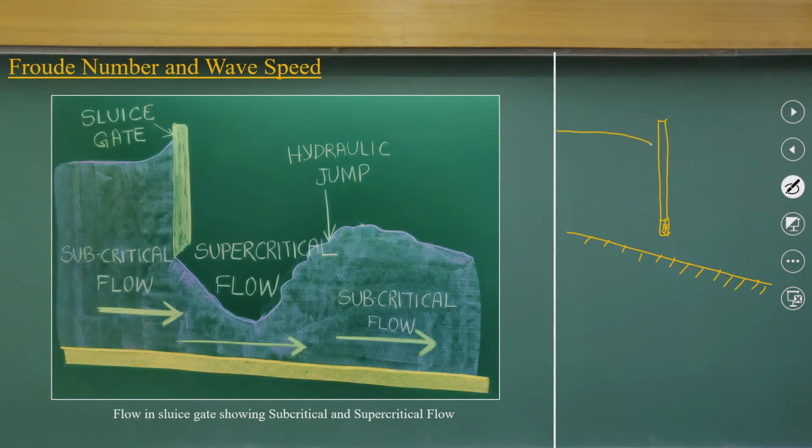Definitely in the upstream you will have a flow like this, then there will be energy dissipation like this. These are the regions where we have a Froude number lesser than 1, which is the subcritical flow. Here you will have a supercritical flow, then you will have a subcritical flow. So, if you look at the same thing, this is a subcritical flow, then a supercritical channel.